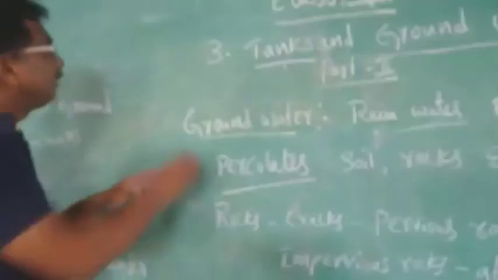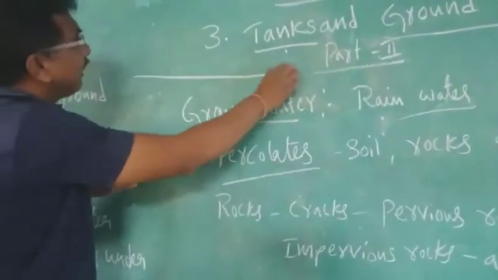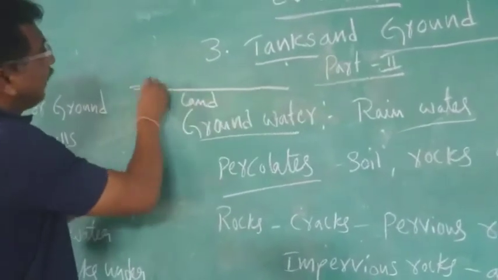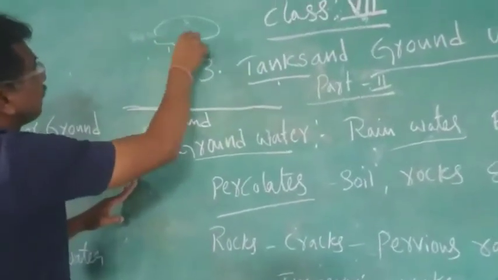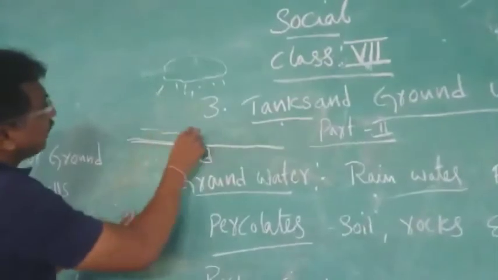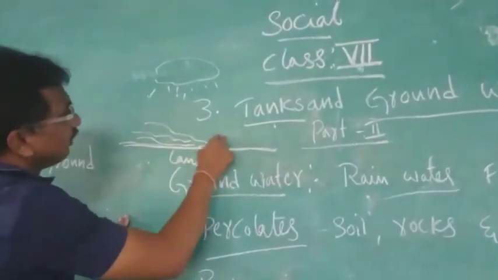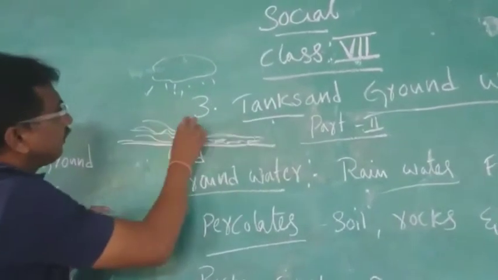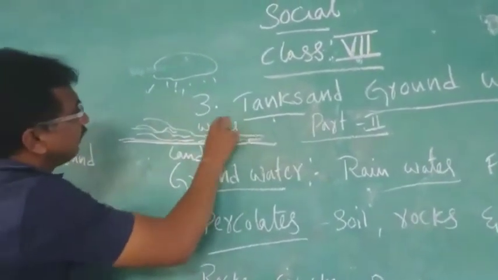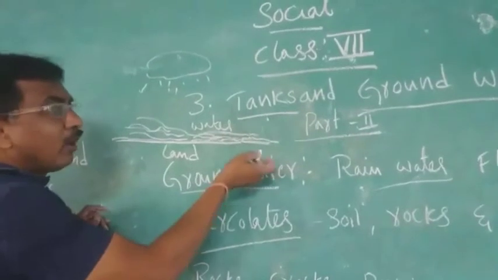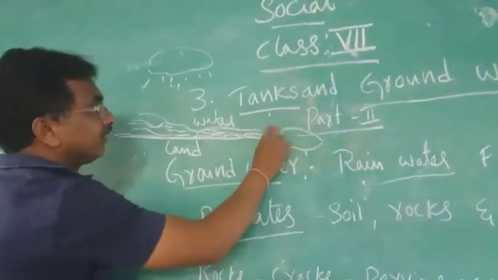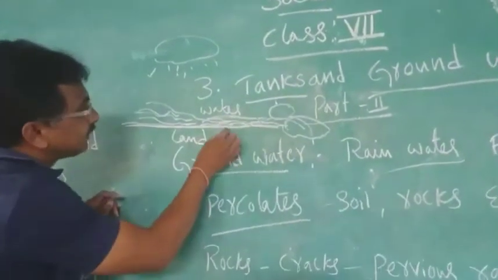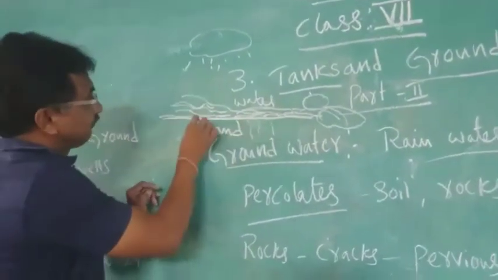Now, runoff water. You see, it is land, and the rain is falling. So what is running like this is called runoff water. And this running water, what happens? Some joins the rivers, some joins the ponds, and some water sinks into the soil.